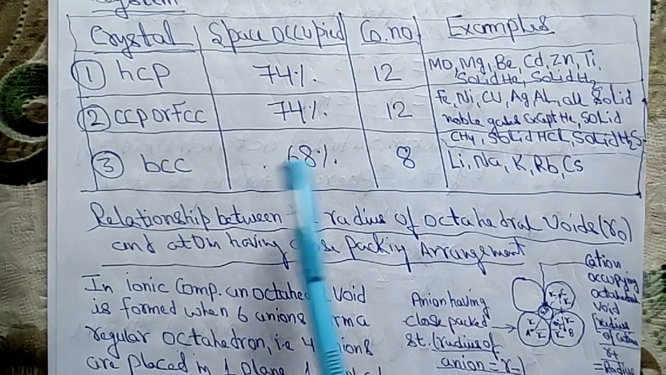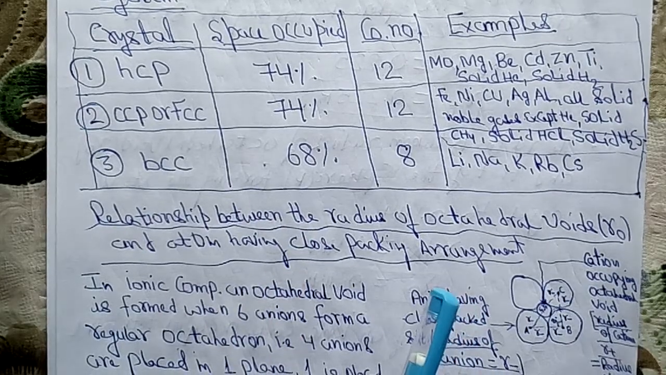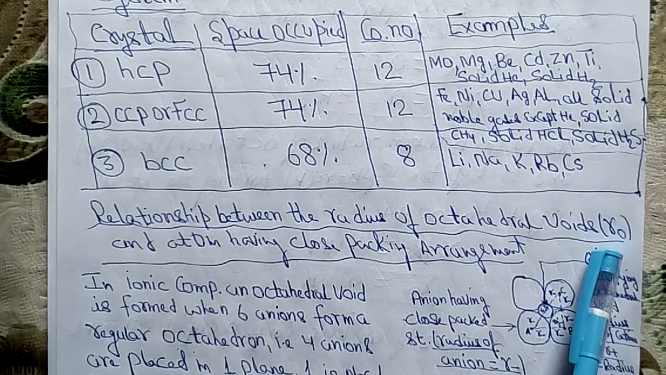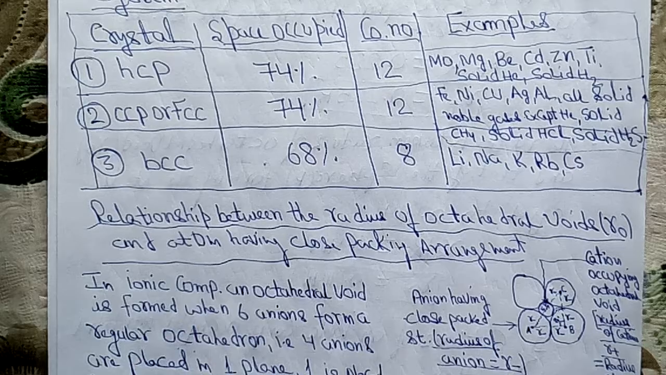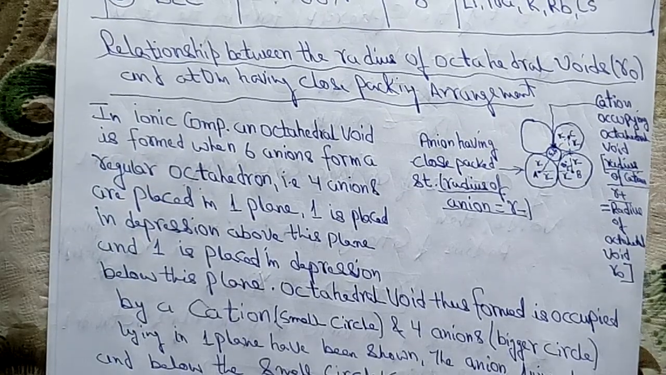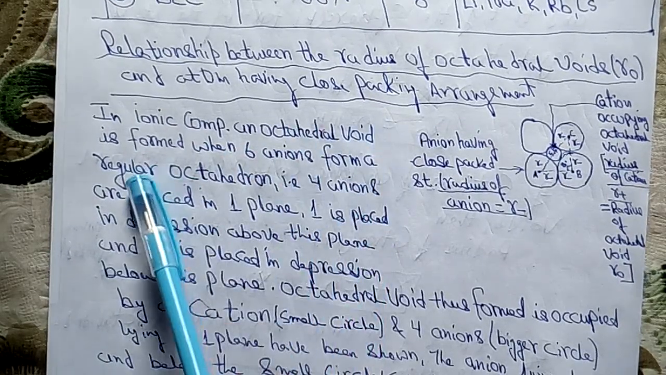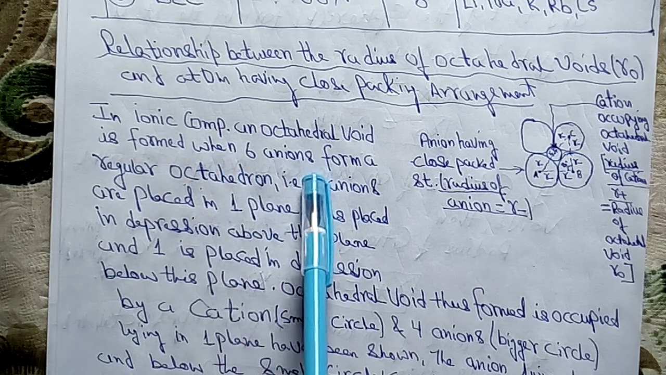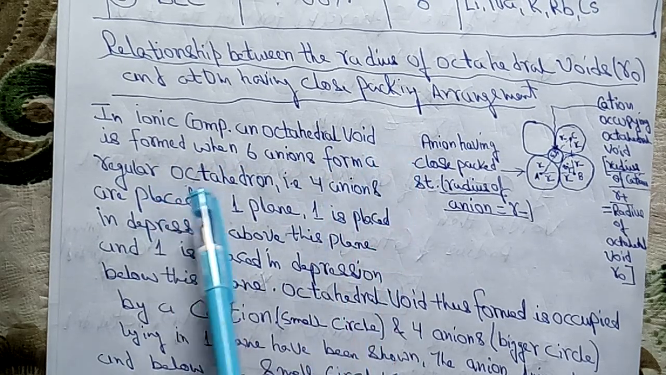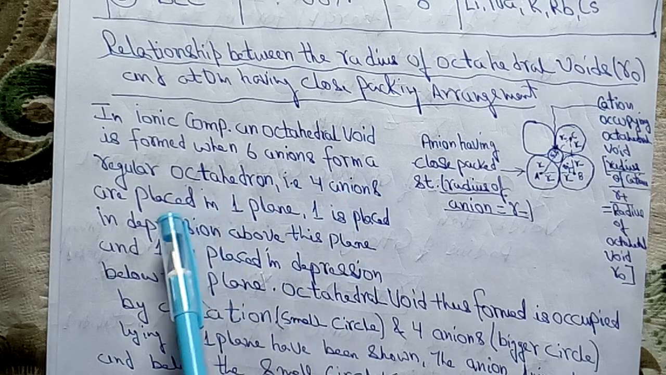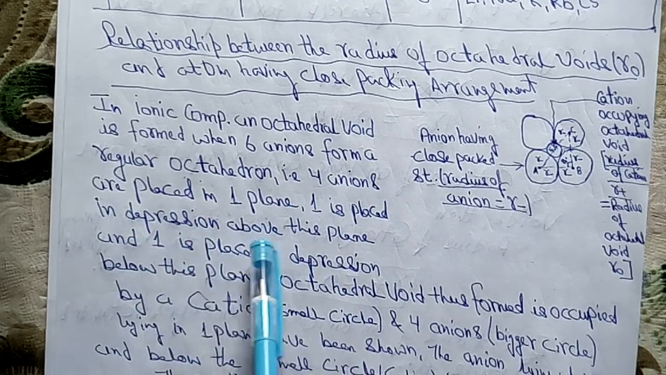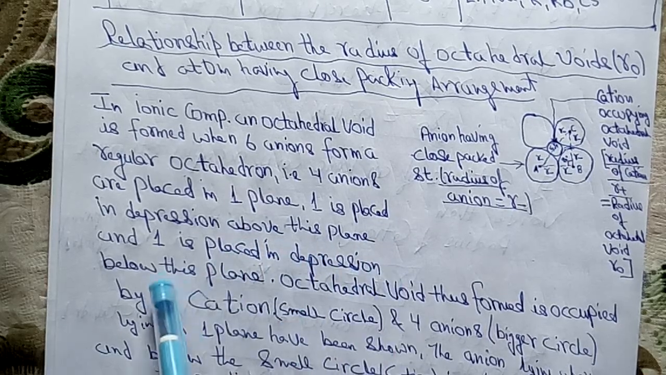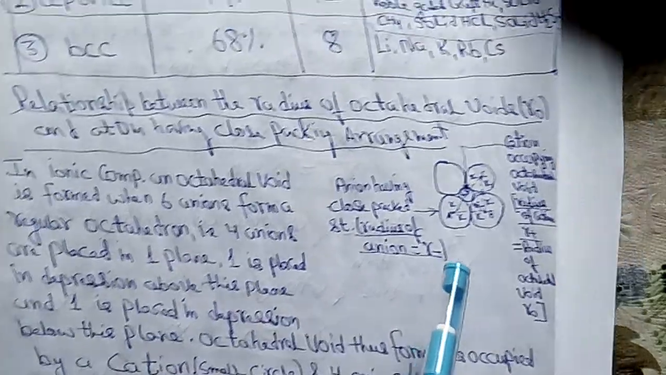Sodium also, 8. Now, what is the relationship between the radius of the octahedral void, which is shown with R0, and the atoms having a close packed arrangement? Let's see. In an ionic compound, an octahedral void is formed when 6 anions form a regular octahedron. That is, 4 anions are placed in one plane, one is placed in the depression above this plane, and one is placed in the depression below this plane.